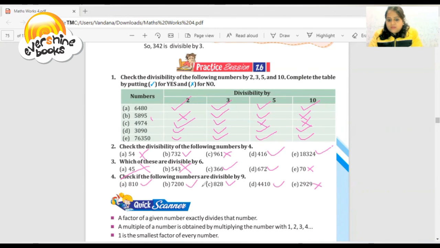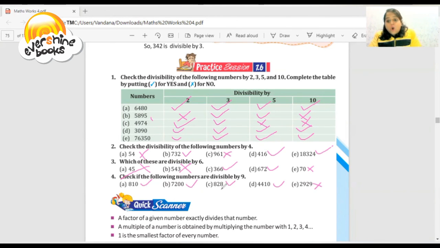So take this number. Now check if the following numbers are divisible by 9. You have to check, students, the addition of all the digits. 8 plus 1 plus 0, 9. So 9 is divisible by 9. So the answer is correct. 7 plus 2 plus 0 plus 0, 9. So 9 is divisible by 9. 8 plus 2 plus 8, it means 18. So it is divisible by 9. So this is correct.